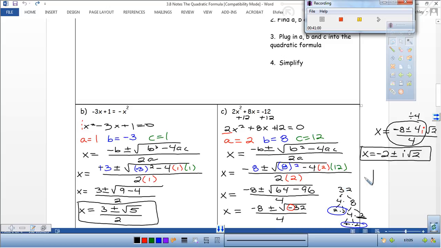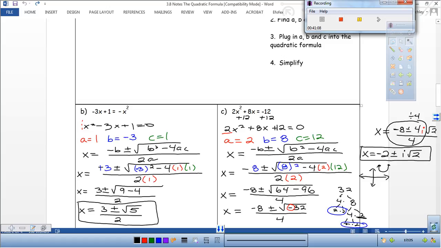That tells me when I graph it that my parabola will never touch the x-axis. It's going to look something like this. It's facing up because the a value is positive, and it won't touch the x-axis because it has an imaginary solution. Any questions over that?